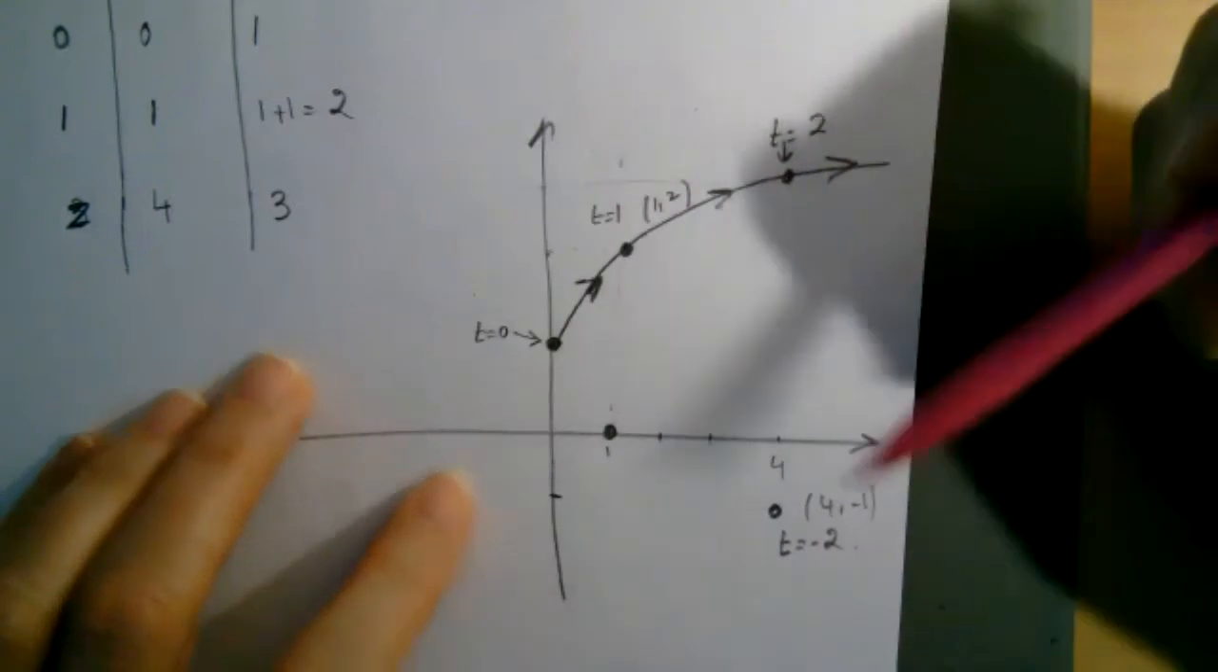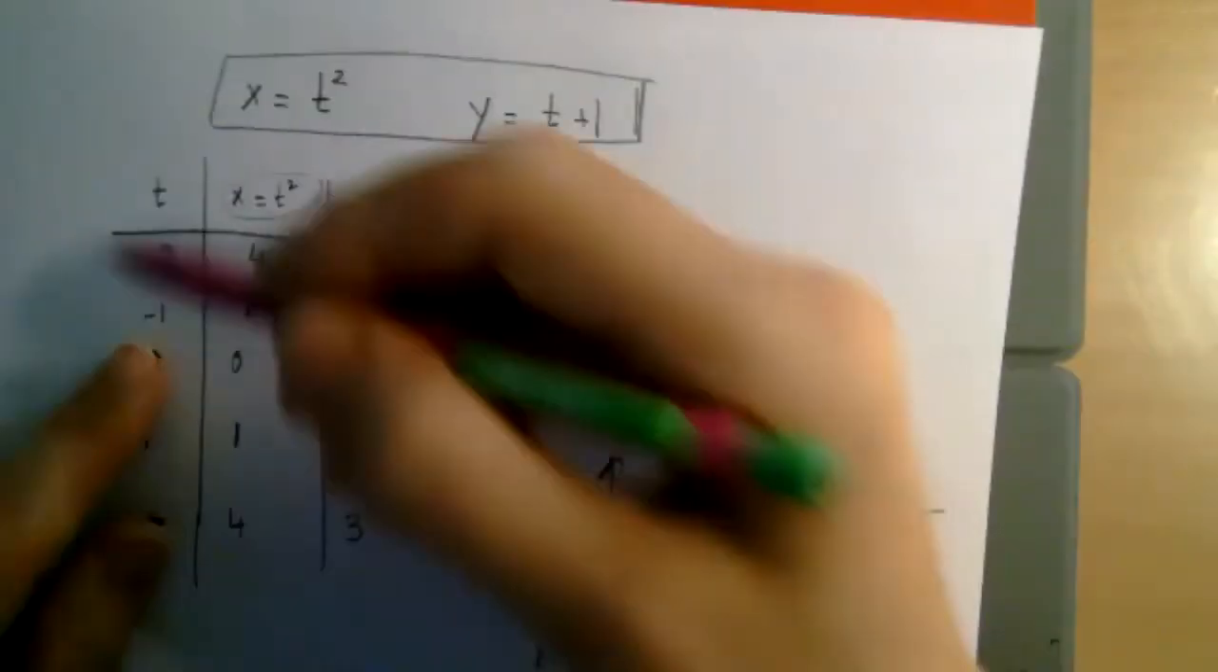So in between, what's happening? What's happening between -2 and 0?